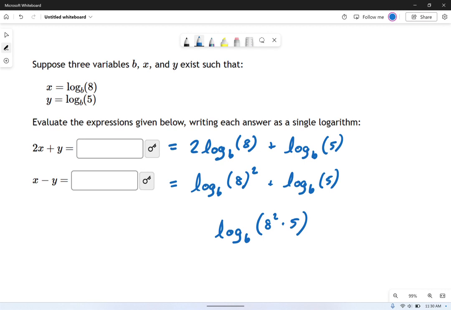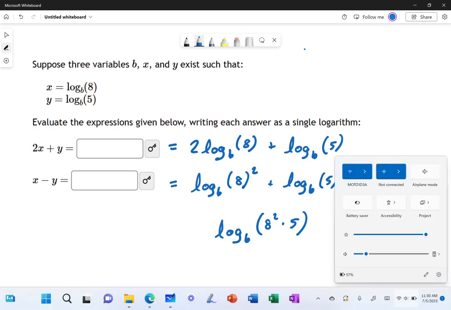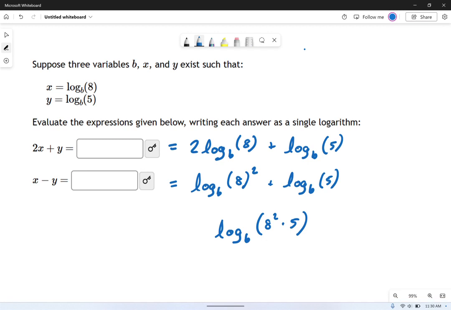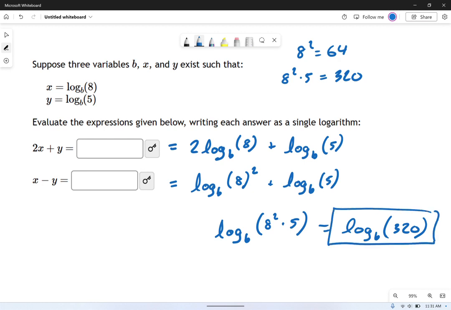Now, this isn't quite simplified. I could say, what is 8 squared? 8 squared is 64. So 8 squared times 5, I don't know, 320-ish. Okay, so this is going to be equal to log base b of 320 in this example. That would be my answer. See, that's a single logarithm. It's as simplified as I can make it. Let's try this other one.